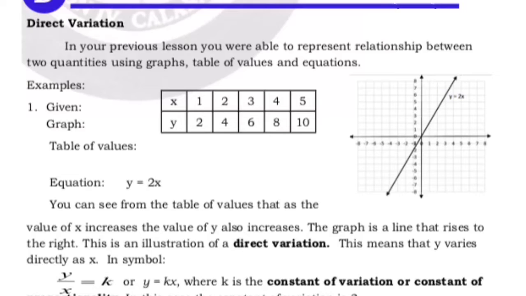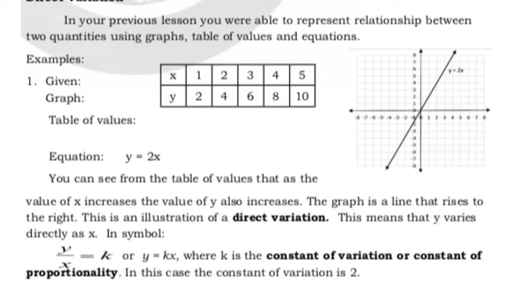You can see from the table of values that as the value of x increases, the value of y also increases. The graph is a line that rises to the right. This is an illustration of a direct variation. This means that y varies directly as x. In symbols, y over x equals k, or y equals k times x, where k is the constant of variation or constant of proportionality. In this case, the constant of variation is 2.